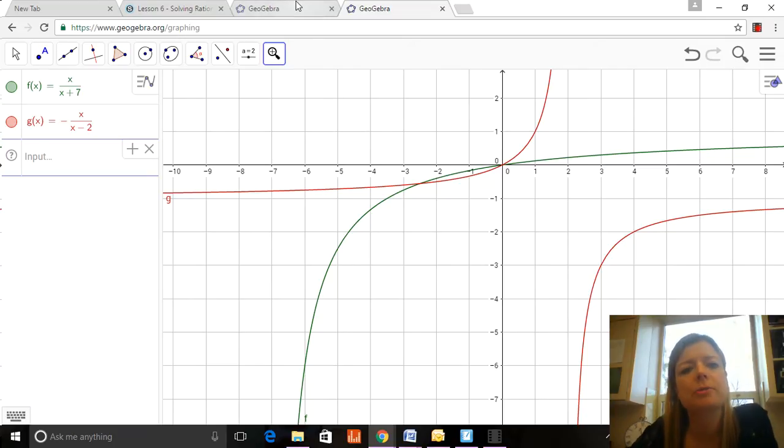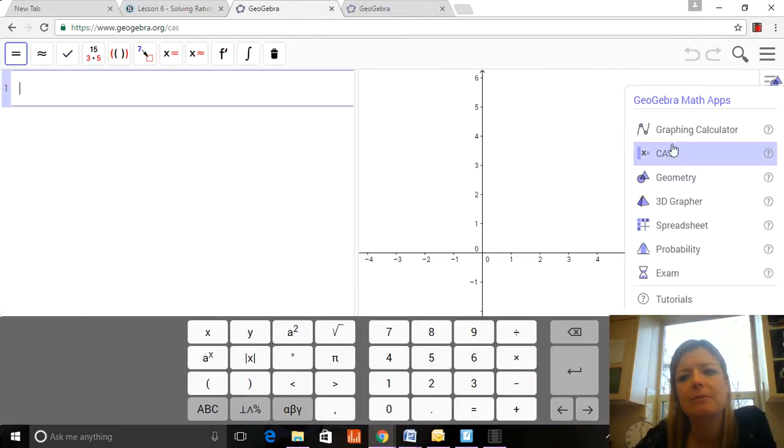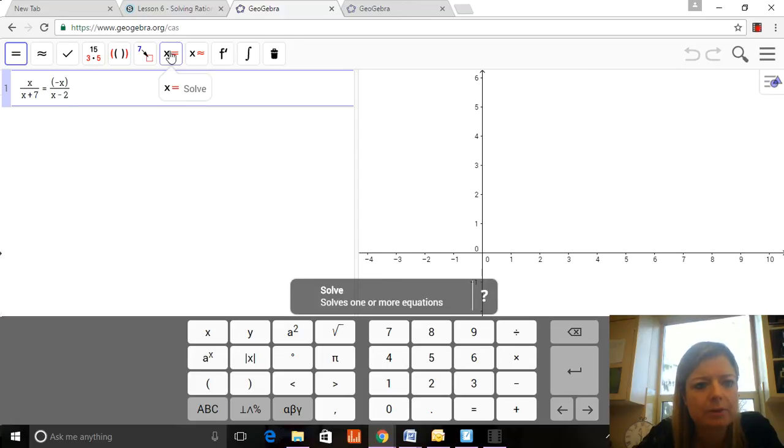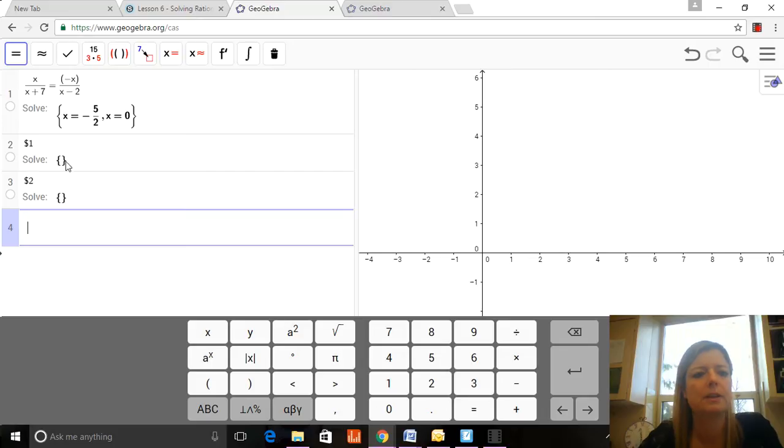On GeoGebra, you can go to the CAS and type this equation in. So we would have x over x plus 7 equals, and I'm going to put in brackets negative x divided by x minus 2. Remember, don't press enter, you press this x equals button, and it's going to solve the equation. There, it solved it.